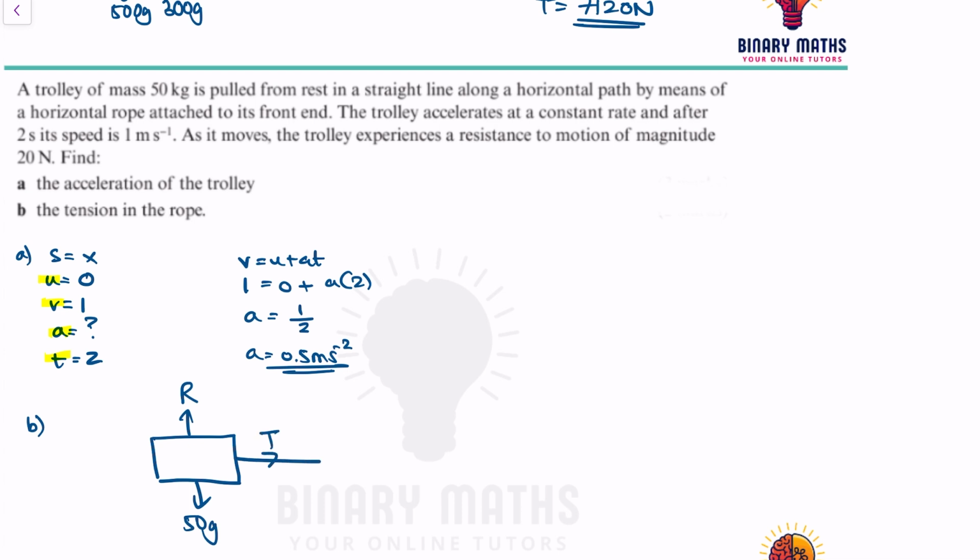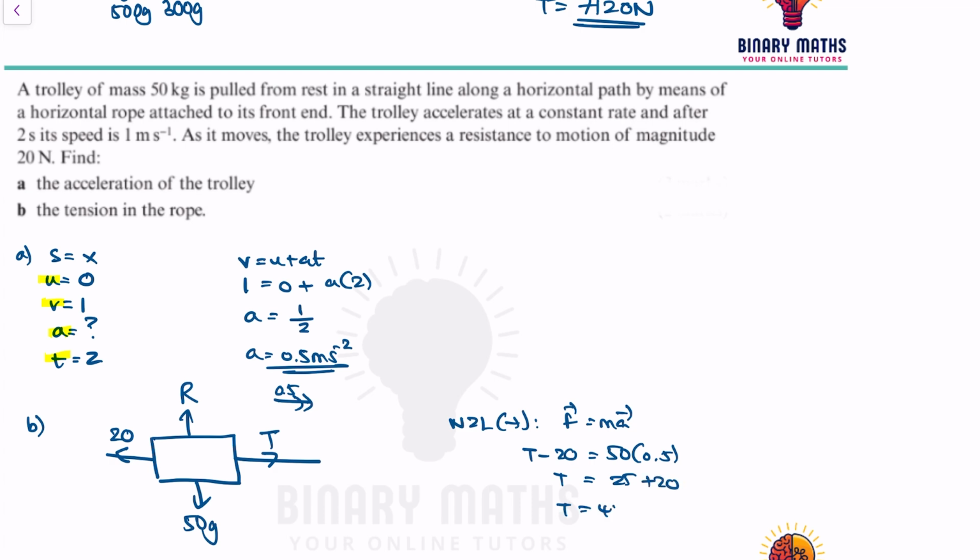And what we do know is there's a resistance to motion of magnitude 20 newtons, so 20 newtons going this way. And we know it's accelerating at 0.5 meters per second squared. So if I do Newton's second law going horizontally, then F is equal to mass times acceleration. Resultant force is going to be T, because it's moving in the direction of T. T minus 20 is equal to mass, which is 50, times 0.5. 50 times 0.5 is 25, plus 20, which means T is equal to 45 newtons.